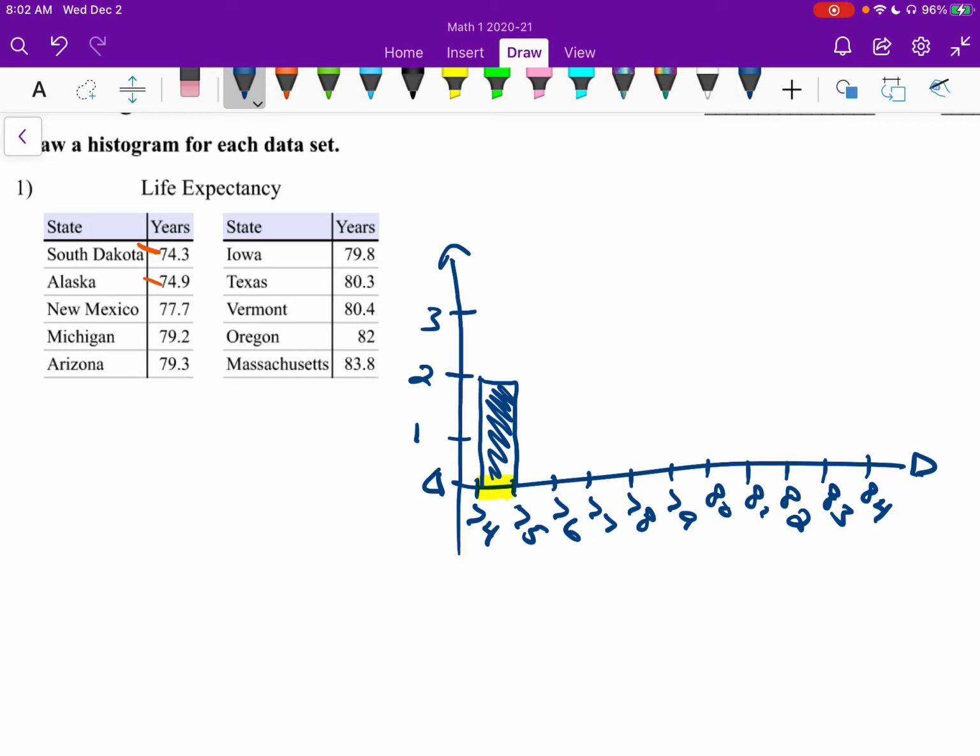All right, next up, I look at my next data. I have 77.7, and the next one's 79. So I look at just the 77.7. So I have 1 piece of data between 77 and 78. Next up, I have 1, 2, 3 pieces of data between 79 and 80. So between 79 and 80, I need to make a bar that is 3 units tall.